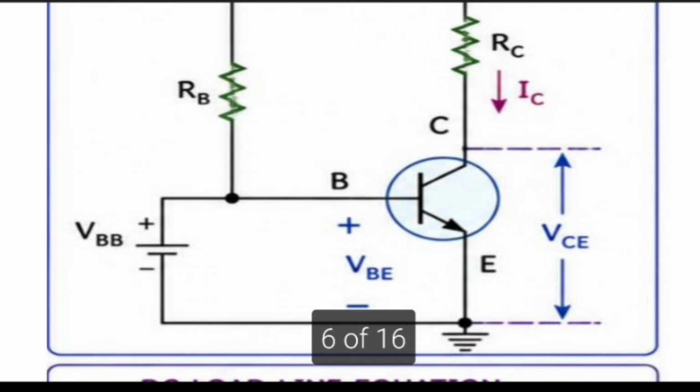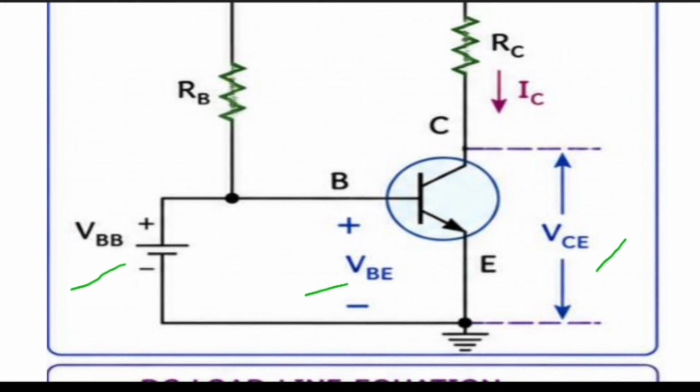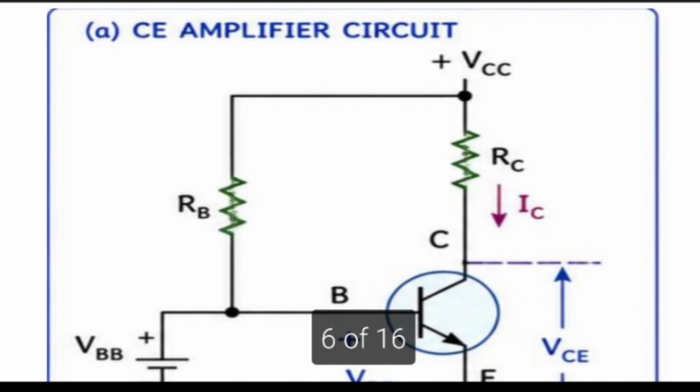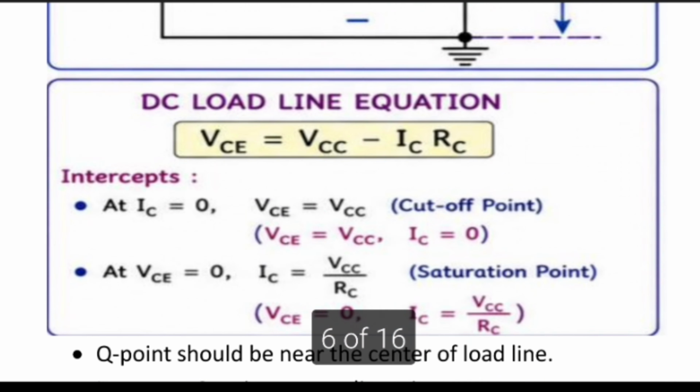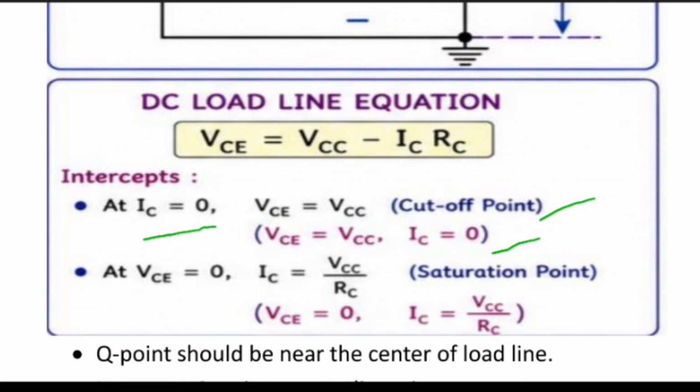So VB, VBE and VC are the voltages at the collector, emitter and base. RB and RC, this is the diagram you will represent. Based on the equation given, VCE is equal to VCC minus IC RC. When IC becomes 0, VCE is equal to VCC, which is the cutoff point. When VCE is 0, IC becomes maximum, which is the saturation condition. You can write this load line equation, and that is enough for the exam.